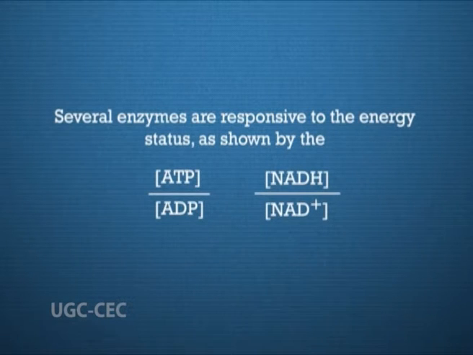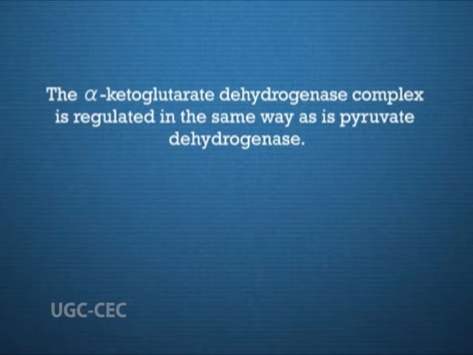Several enzymes are responsive to the energy status, as shown by the ATP-ADP ratio and the NADH-NAD+ ratios. Thus, there is allosteric inhibition of citrate synthase by ATP and long-chain fatty acyl-CoA. Allosteric activation of mitochondrial NAD-dependent isocitrate dehydrogenase by ADP is counteracted by ATP and NADH. The alpha-ketoglutarate dehydrogenase complex is regulated in the same way as is pyruvate dehydrogenase.